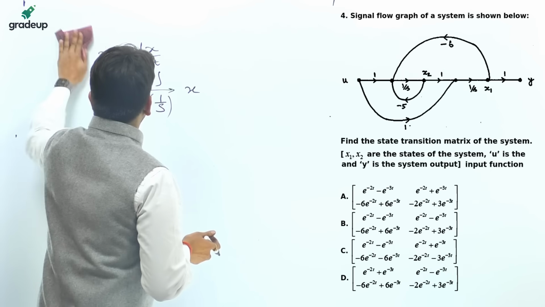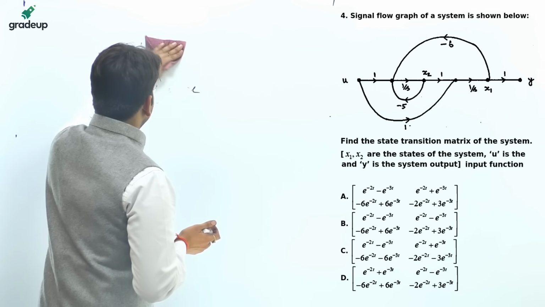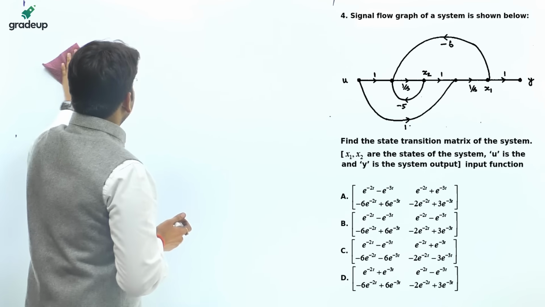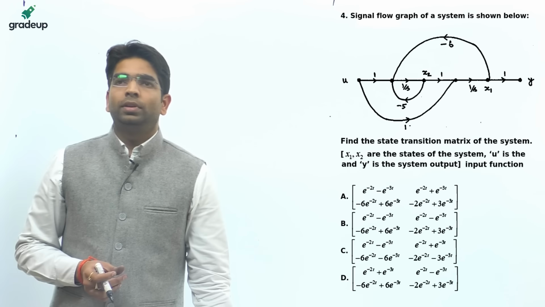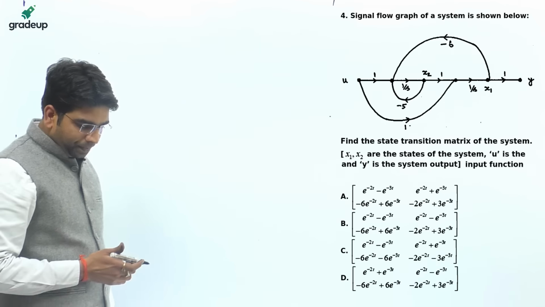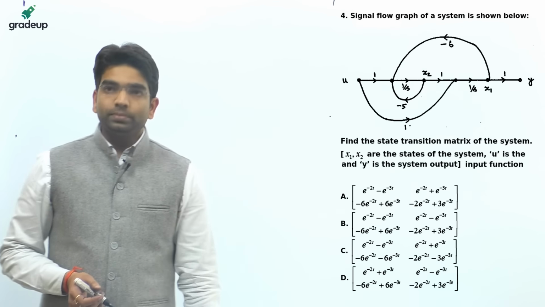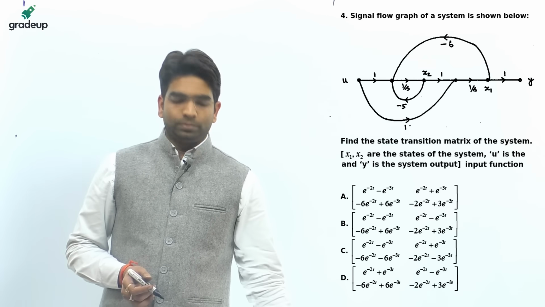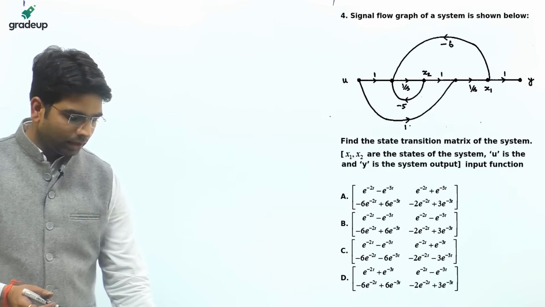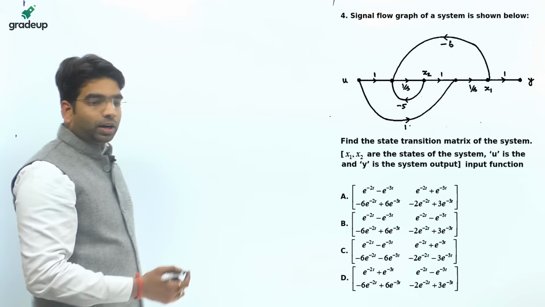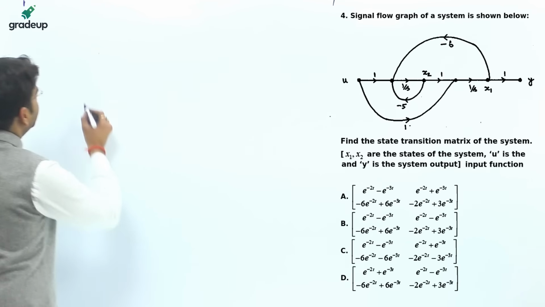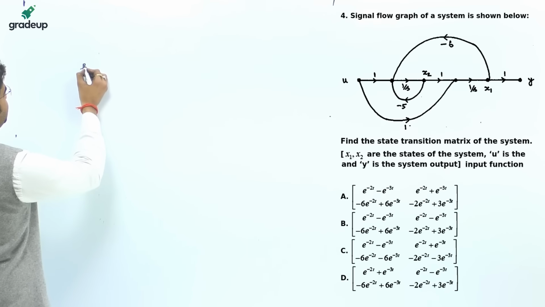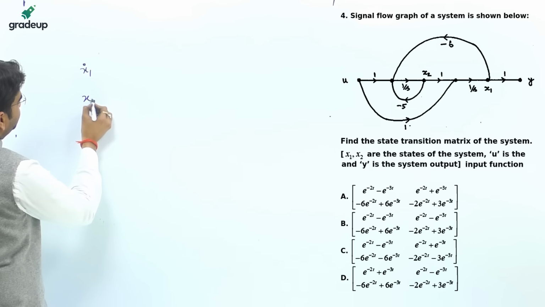Okay, and you have to just give the answers. Very good attempts. Okay, try to solve. After seeing the signal flow graph, what we learned is to try to extract the equation for x1 dot and x2 dot.